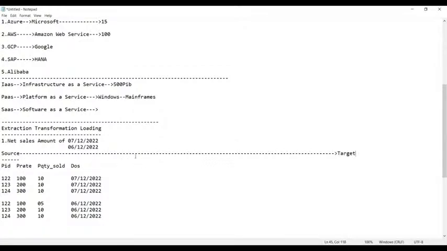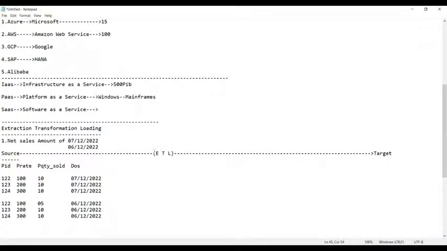Between the source and the target, guys, we apply the process of ETL, which stands for extraction, transformation, and loading. Anyway, you know what extraction is, what transformation is, and what loading is. We know it. Now, guys, let us start the process of ETL.